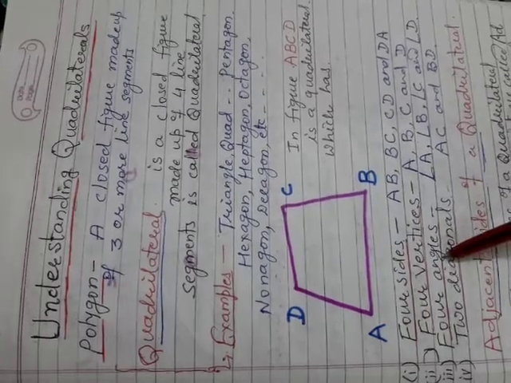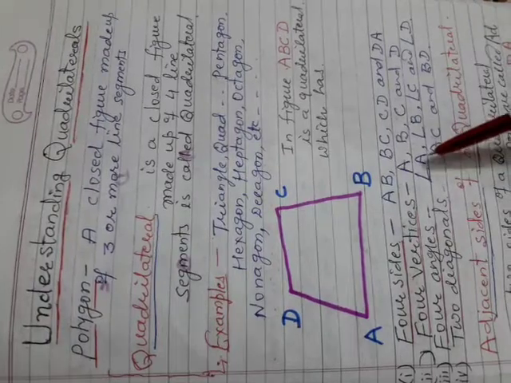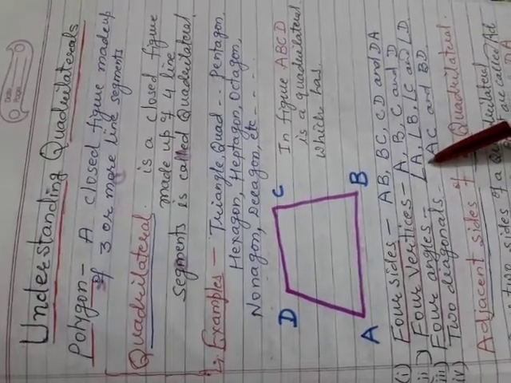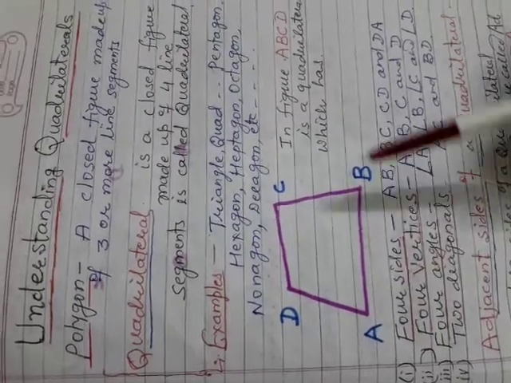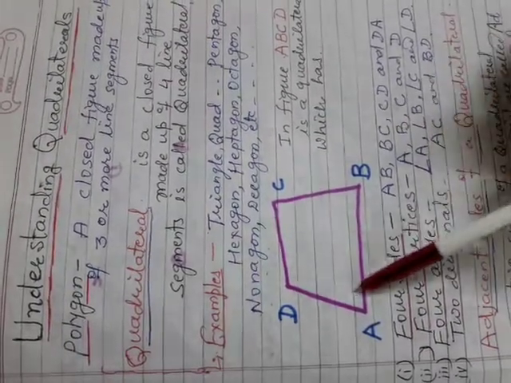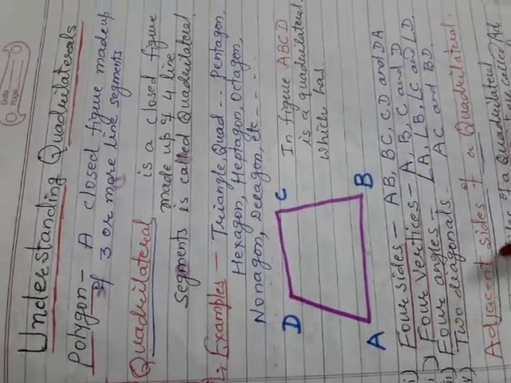Four angles are there between the two line segments. One angle has a common vertex and two arms. Angle A, angle B, angle C and angle D. For an angle, two arms with a common vertex is known as an angle.